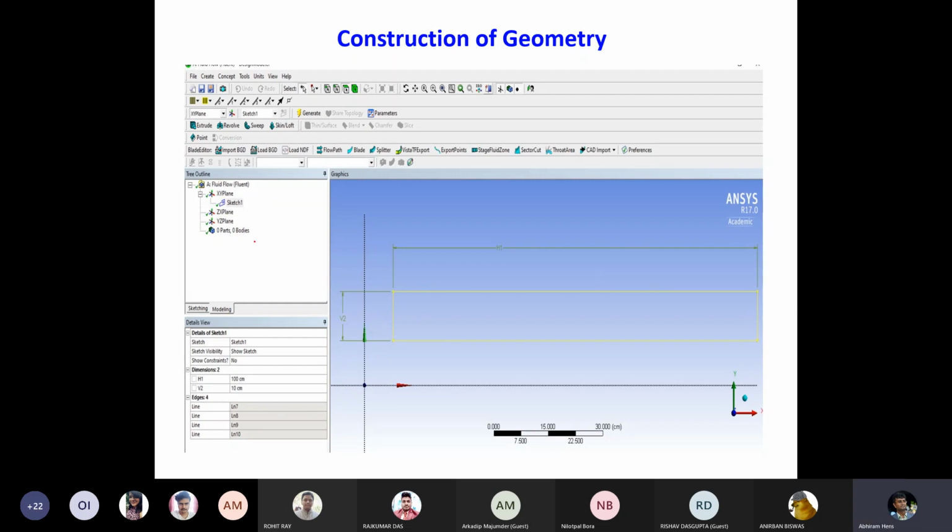So you see that there are so many options: XY plane, XZ plane, YZ plane. Then you can set up the dimensions here. By that way you can create it. You can select a rectangle box and put it here. You can set the dimension and you can set the plane, which plane you like to do it.